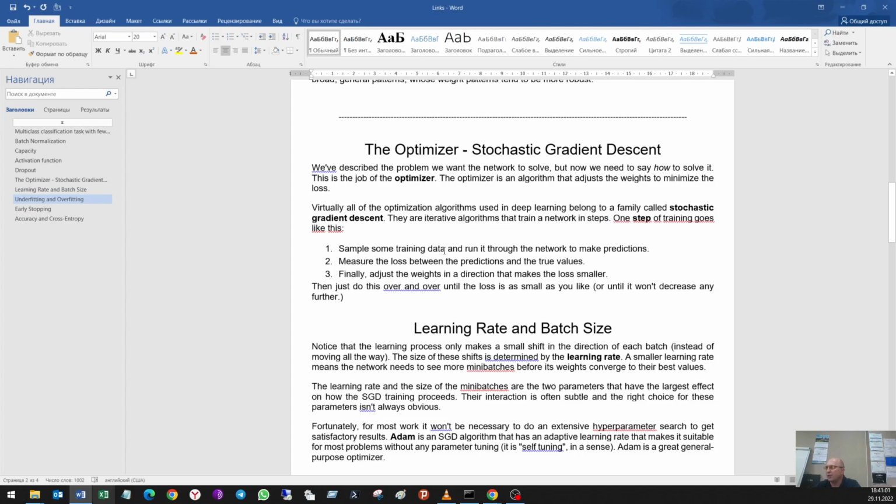One step of training goes like this. Sample some training data and run it through the network to make predictions. Measure the loss between the predictions and the true values. Finally, adjust the weights in a direction that makes the loss smaller. Simple. They just do this over and over until the loss is as small as you like, or until it won't decrease any further.